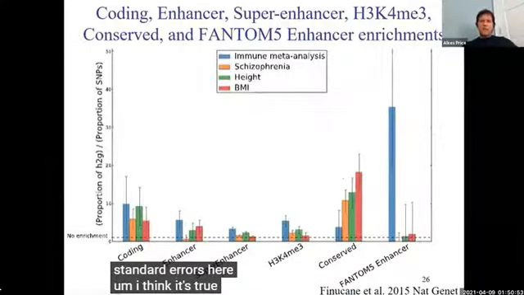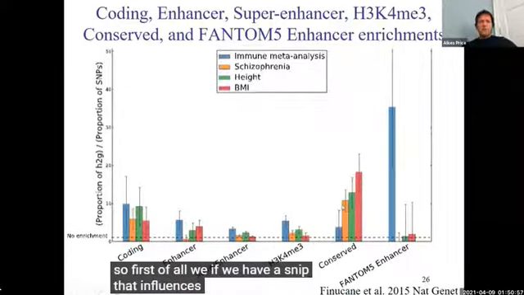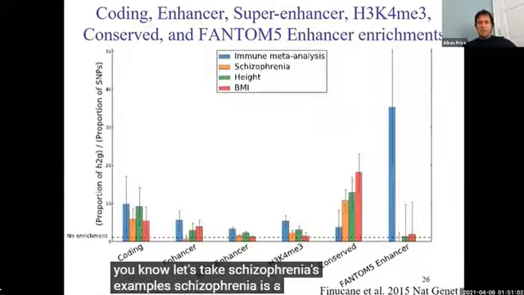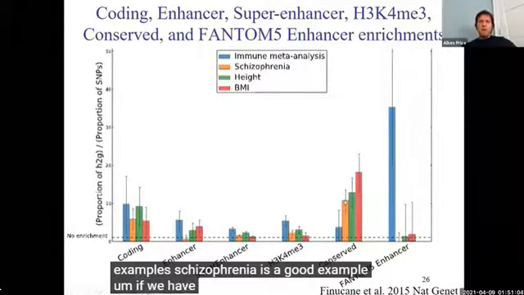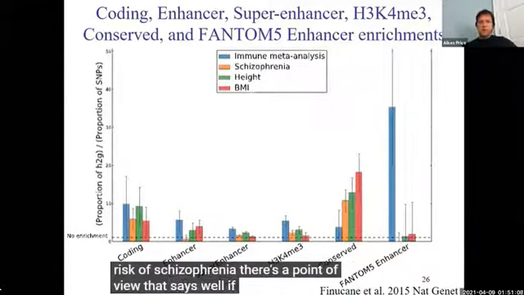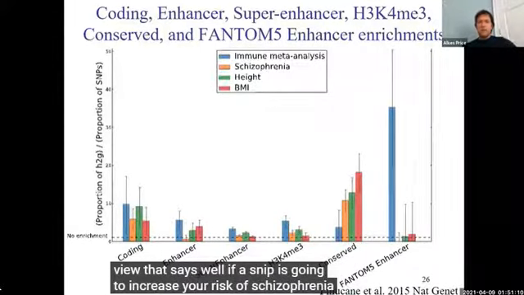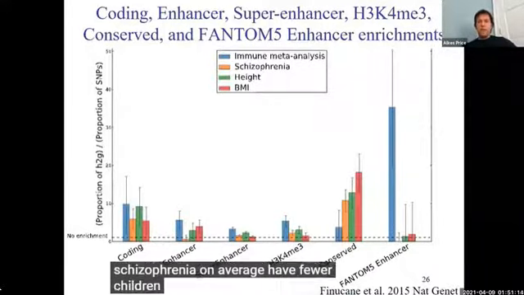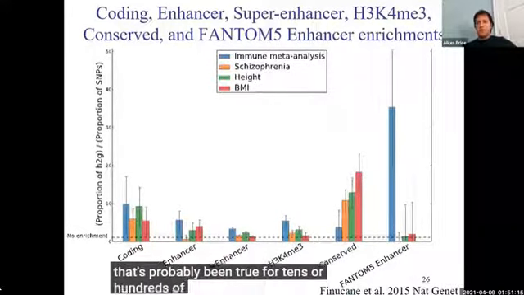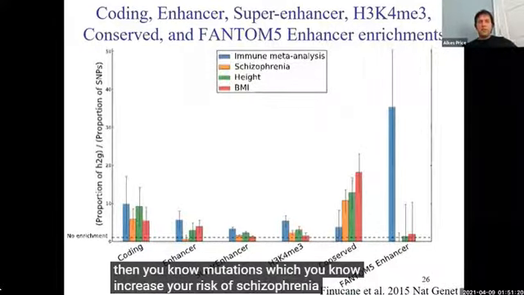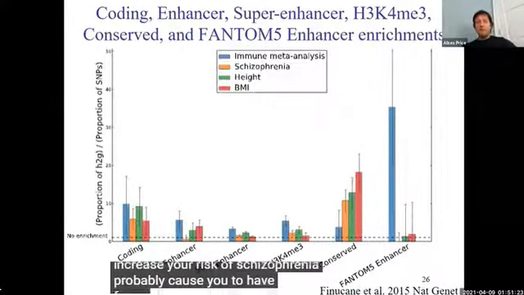I think it's true. So first of all, let's take schizophrenia as an example. Schizophrenia is a good example. If we have a SNP that increases your risk of schizophrenia, there's a point of view that says individuals with schizophrenia on average have fewer children. That's probably been true for tens or hundreds of thousands of years. Then mutations which increase your risk of schizophrenia probably cause you to have fewer children.